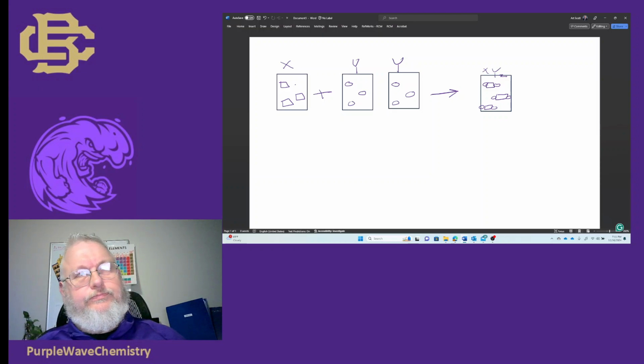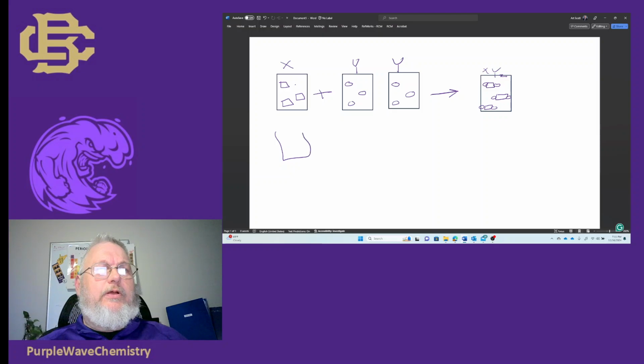Here's a question. What if X and the Y's were diatomic? Okay. So I'm going to draw this little square. So what if there were two squares for each particle of X. They were diatomic. I'm still going to combine with two volumes of Y, but Y is also diatomic. All right, there's one volume.